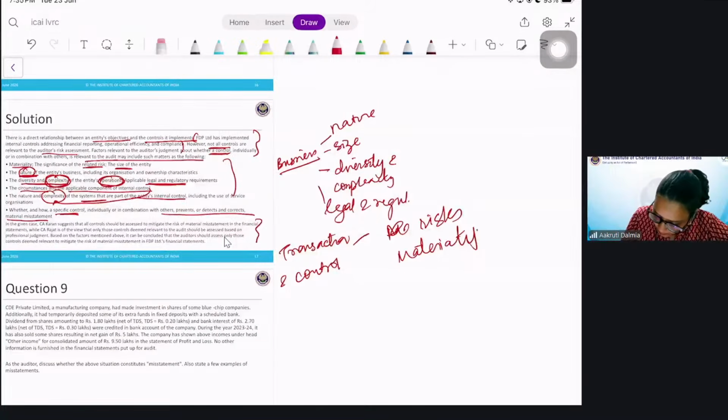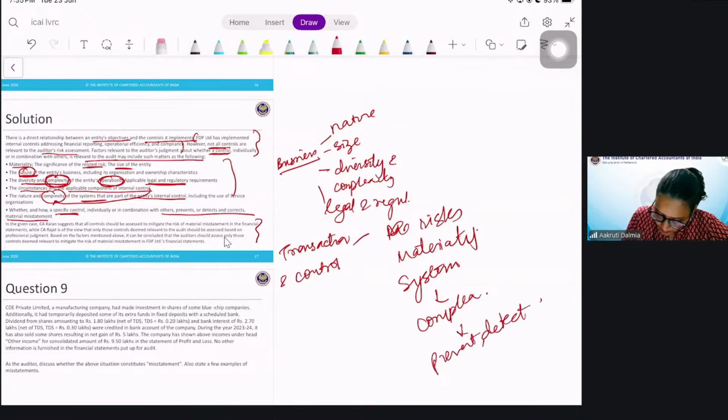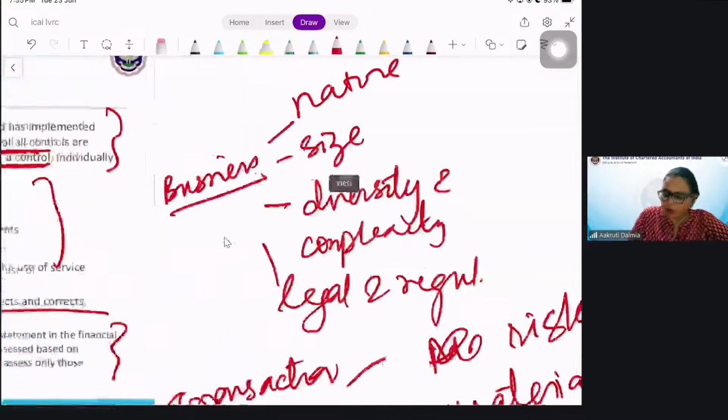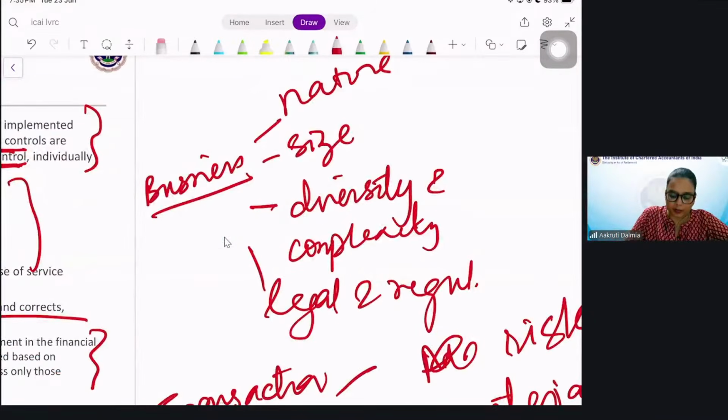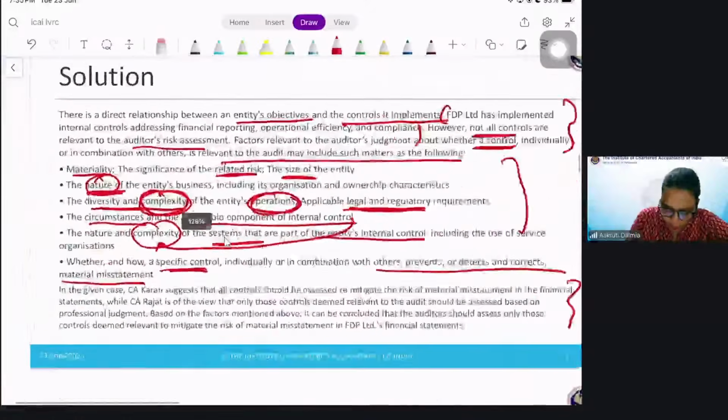Then you have to see what kind of systems are there in the entity, how complex these systems are, and whether these systems prevent, detect, and correct the risk. Again, I'm telling you, it's a bit tricky, but you can remember. So we have to use the grouping method.